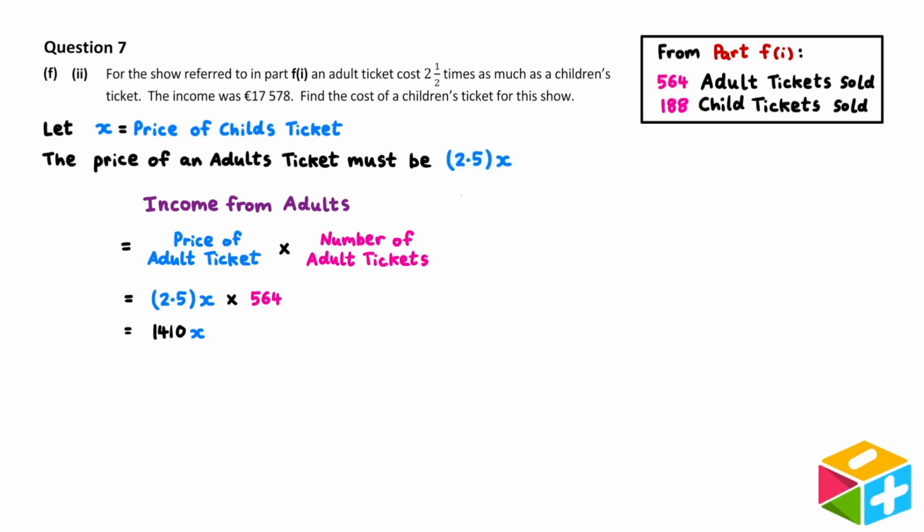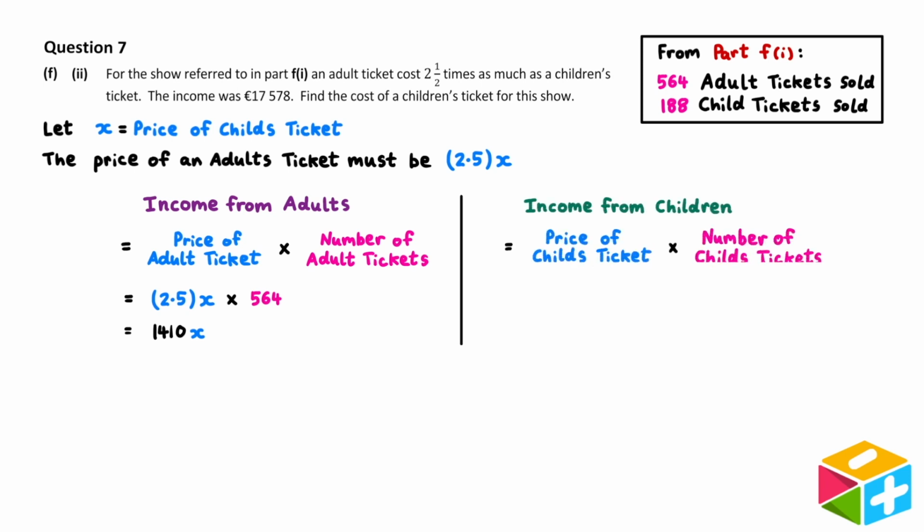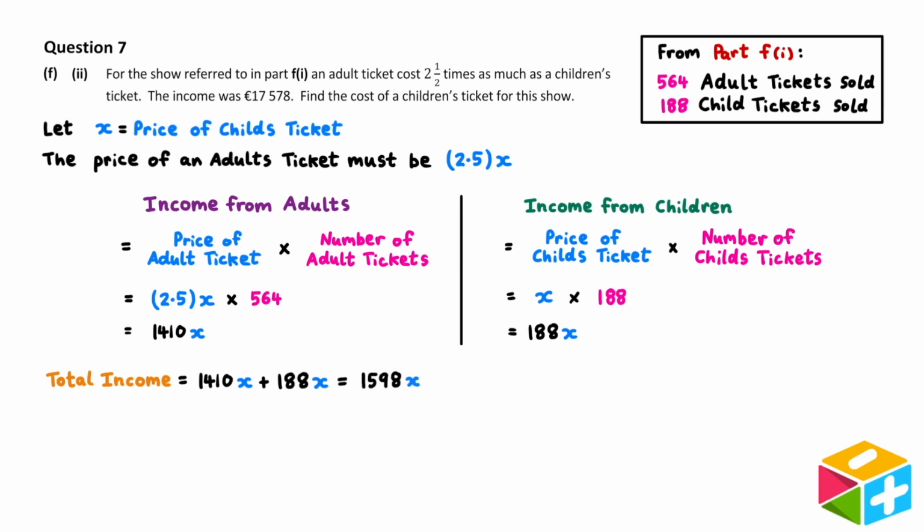The income from the children will be the price of a child's ticket times the number of child's tickets. The price of a child's ticket is X, and the number of children's tickets is 188. So this comes to 188X. To find our total income, we should add together the income from the adults and the income from the children. So we get 1410X plus 188X, and this gives us 1598X for our total income.